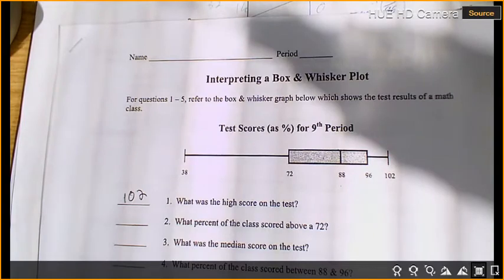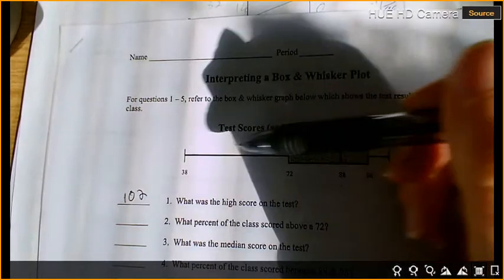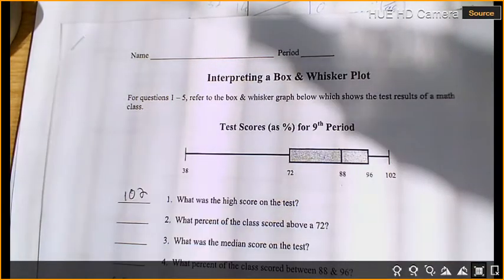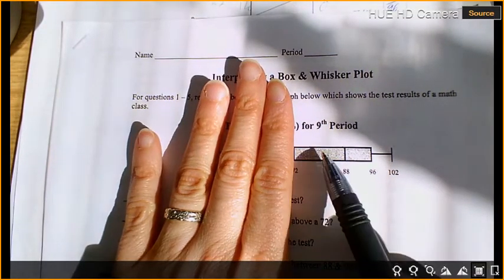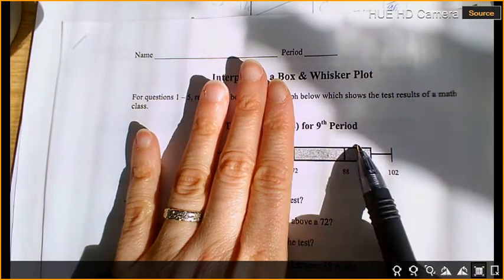Okay, quad. So if you have 100% of the data here, what do you think each of these quadrants has? How many percent? A quarter, 25% of it. So how much is this part? This is 1 quarter. This is 2 quarters. This is 3 quarters. So 75% scored above 72.